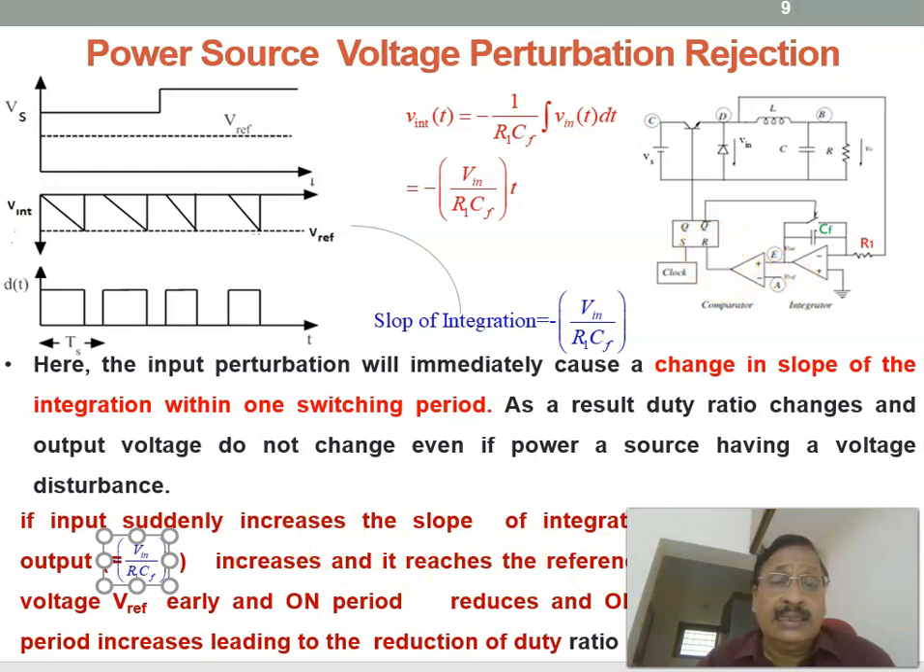It increases and reaches the reference voltage Vref early, and the on period reduces and the off period increases, leading to a reduction of the duty ratio. The duty ratio reduces, and again, even though there is an increase in input voltage, since the duty ratio reduces, the output voltage is the same as the reference voltage. That is the voltage perturbation rejection of one cycle control of a buck converter.